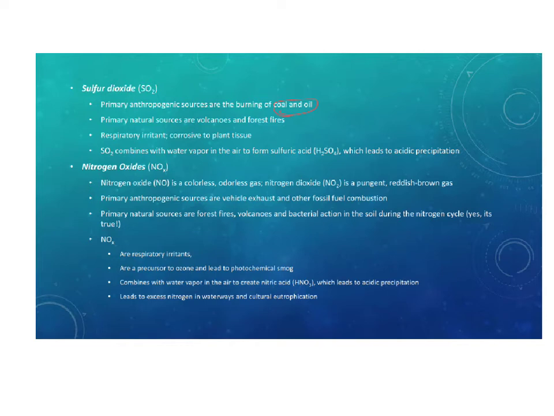Sulfur dioxide combines with water vapor in the air to form sulfuric acid. See that chemical formula right there? That's a good one to know, H2SO4, sulfuric acid, which leads to acidic precipitation. So again, if we trace this back, we burn coal or we burn high sulfur oil. The sulfur dioxide is released during the burning process. Sulfur dioxide mixes with water vapor in the air. It forms sulfuric acid, and we get acidic precipitation.